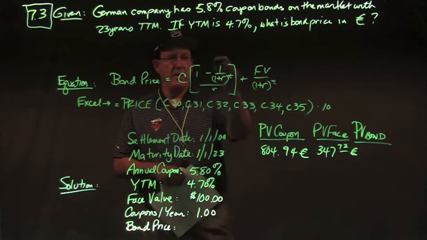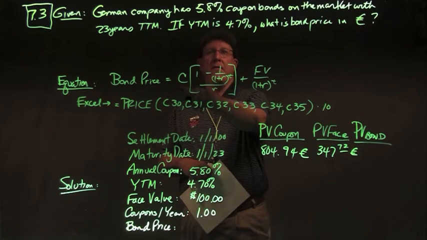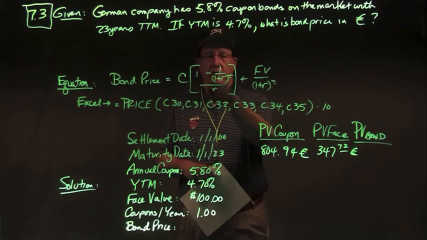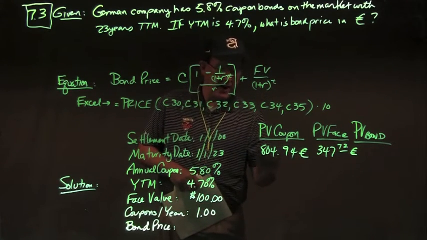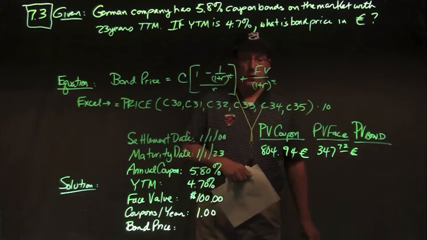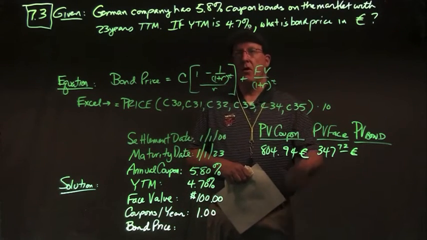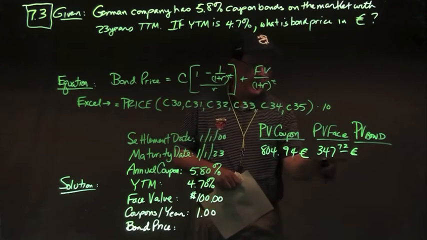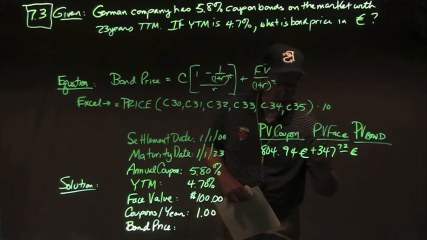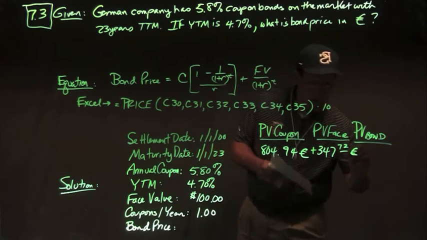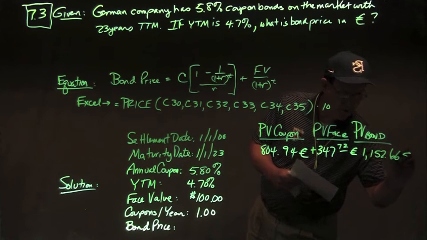So if we're going to type these two formulas into the two Excel boxes over here, I'm going to put C, or my coupon of $58, in that position. 0.047 is my YTM, T is 23. In doing that, I'll get an answer of 804.94 euros for the present value of the coupons. That's this part of the formula. Present value of the face is 1,000 over 1 plus 0.047 to the 23rd power. I should get 347.72 euros. And then when I add those two together, I should come up with a bond price of 1,152.66 euros.